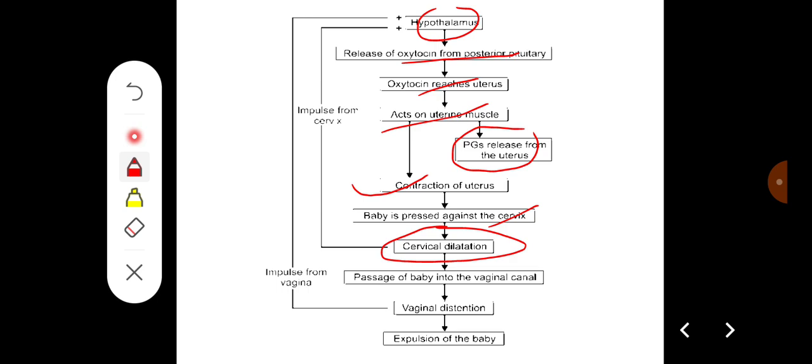And with the cervical dilatation, it makes a passage for the baby to enter into the vaginal tract, and when the baby enters into the vaginal tract, impulses from the vagina go to the hypothalamus. Again, they will increase the secretion of oxytocin, so ultimately that will lead to the expulsion of the baby.